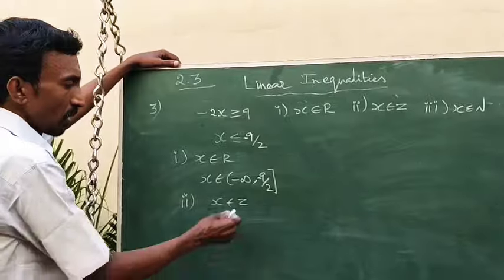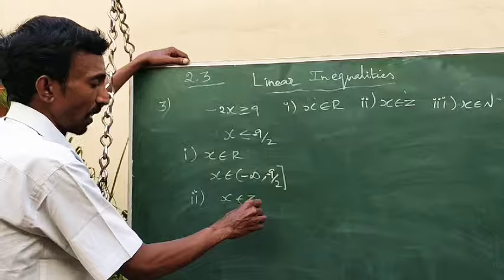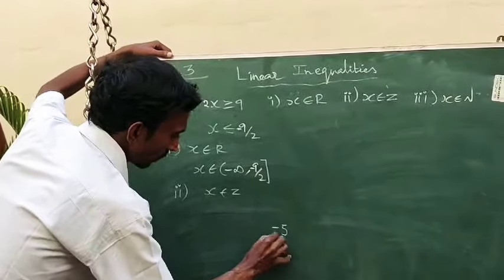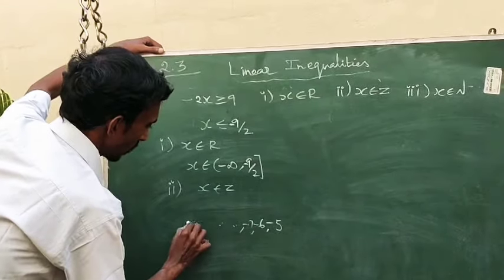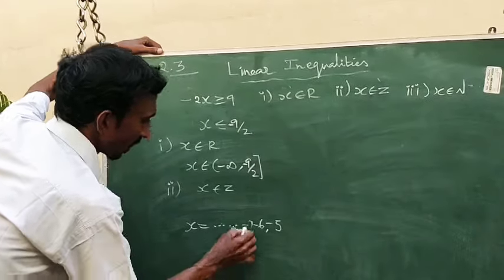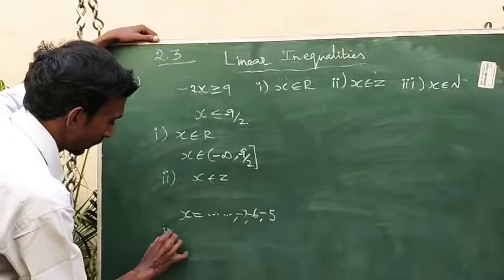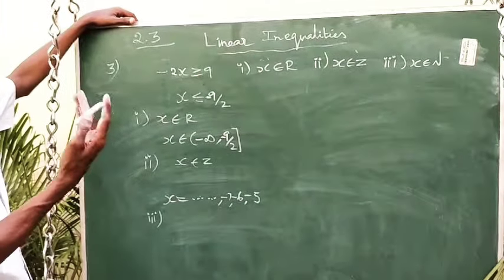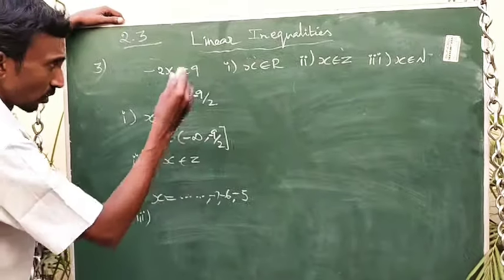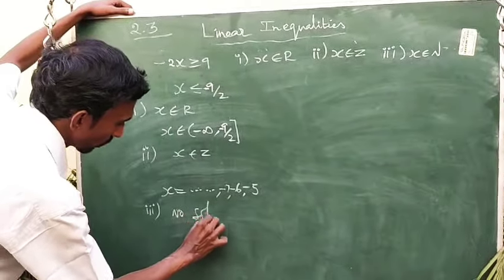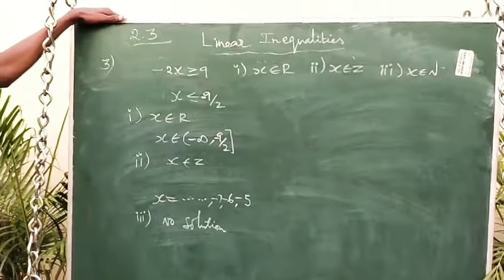So integer means the integers which are less than minus 4.5. That means minus 5, minus 6, minus 7, etc., up to minus infinity. This is the answer for the second one. Third one, natural number. There is no natural number less than minus 4.5. So for the third one, no solution, because natural numbers start with 1. It is not less than that negative value.